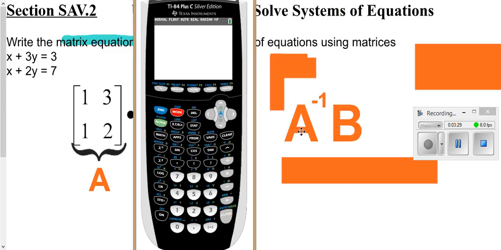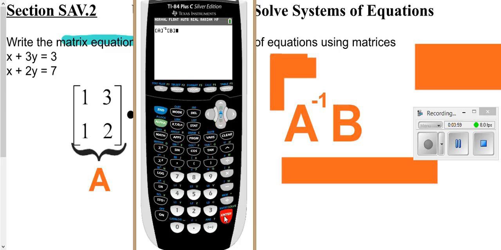Now I need to get A inverse B to show up. So I need to go back to matrix to get the name of matrix A. So underneath names, I'm going to hit enter because A is already highlighted. I need to do that -1 button, which is just my x to the -1. And now I need to go back and get matrix B. So I'm going to go back to matrix, go down to B, which is underneath names.